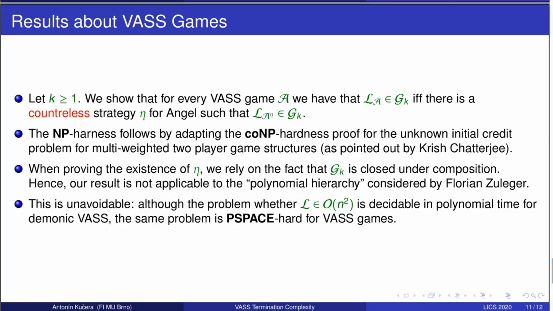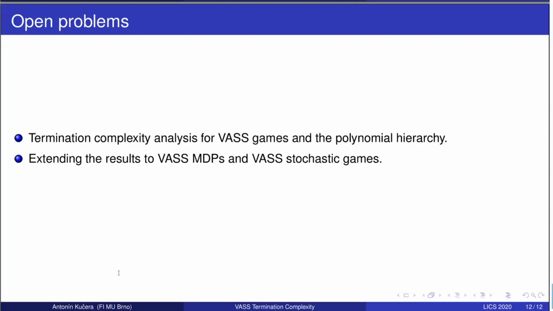Natural directions for future research include developing algorithms for termination complexity analysis for VASS games and the polynomial hierarchy. This was mentioned already on the previous slide. And also extending the results to stochastic models, so to VASS MDPs and VASS stochastic games.